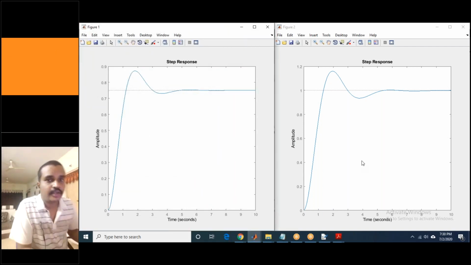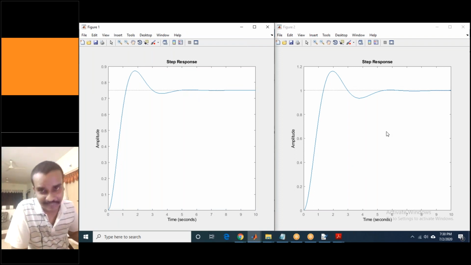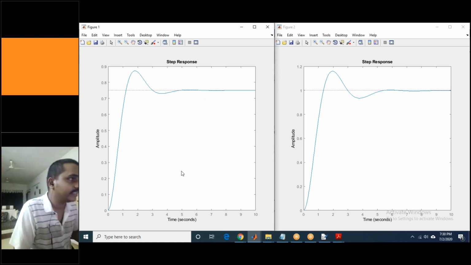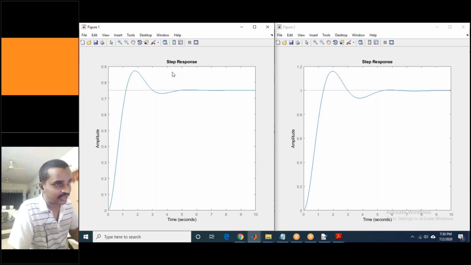Okay. So at the first instant, this and this look very similar, isn't it? But what one has to see here is that this is with the proportional controller and this is with the PI controller. This looks the same. If you look carefully at this one, you can see that it starts from zero, goes to the maximum value of 0.9, and settles at around 0.75. I want it to settle at 1.